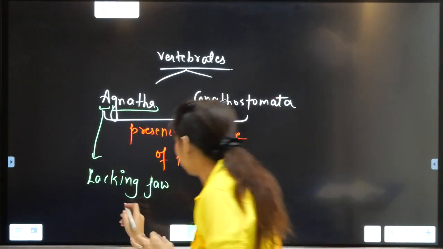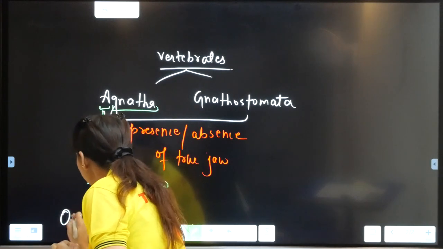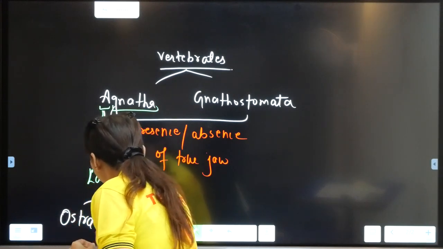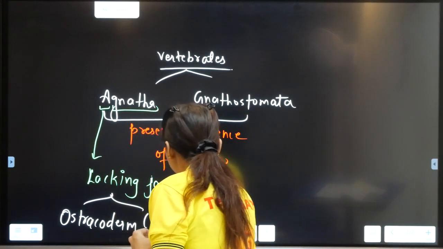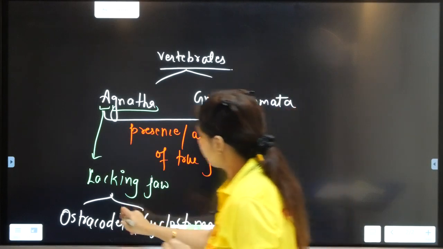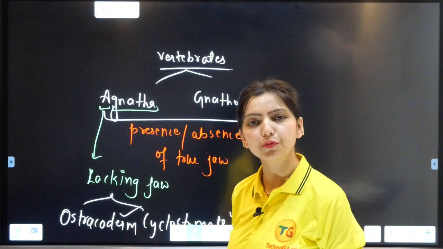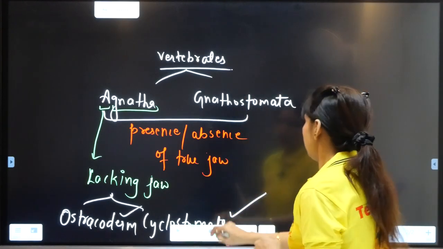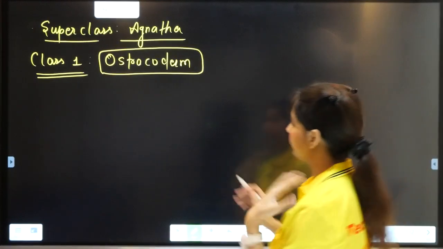So in agnatha there were two further classes, ostracoderm and cyclostomata. We will cover both of these one by one, then we will move to the gnathostomata. Is it clear to everyone? Okay, now let's move to the previous slide, the real one.